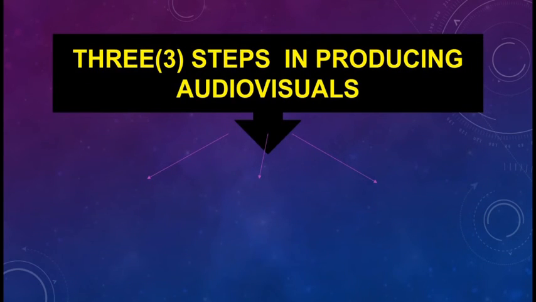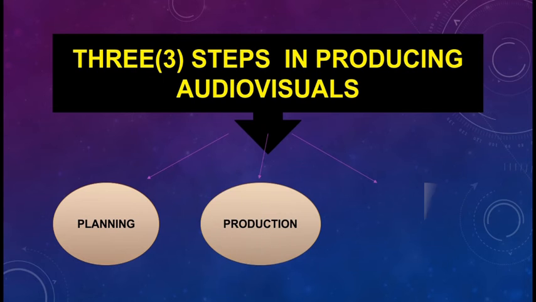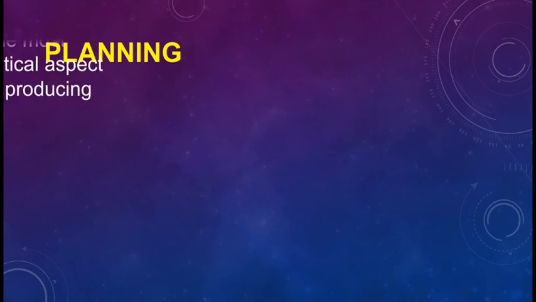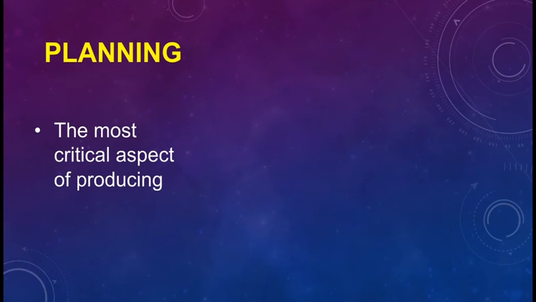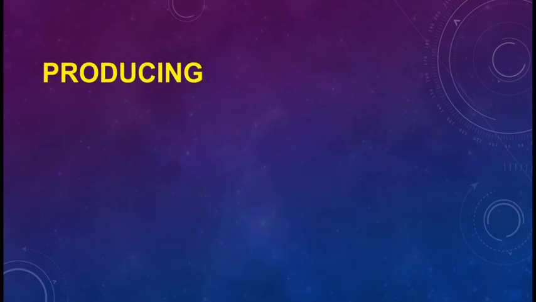Here are the 3 steps in producing audiovisuals: planning, production, and publishing. So first is planning. The most critical aspects of producing. You have to plan well so that anything that follows will be worth it and you will not regret what might happen in the process.